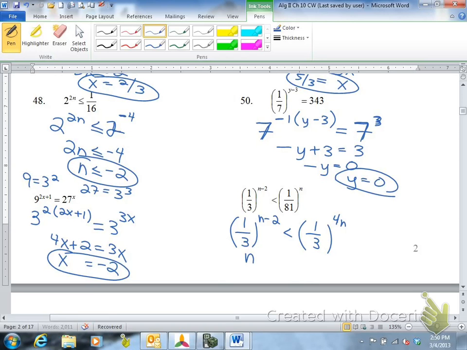But from here you'd have n minus 2 is less than 4n. You would subtract n from both sides, 3n. So that would be n is greater than negative 2 over 3. And that's your answer. And thus concludes the lesson recording.